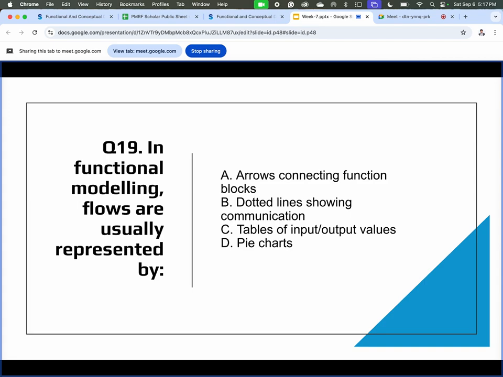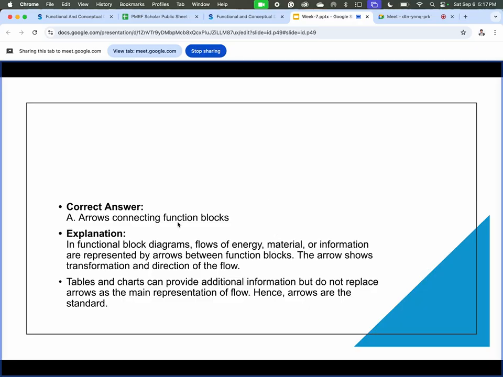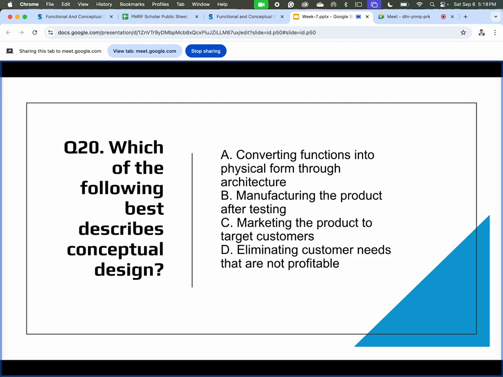So other formats like tables or charts can provide supporting data, but not replace the arrow as the core representation of flow in functional modeling, right? And now you may see the correct answer and explanation in this slide. As I've written here, the arrow connecting function blocks is the right answer, and you may go through this small explanation by yourself. Please go through this slide. Okay, now moving towards the next slide, question number 20.